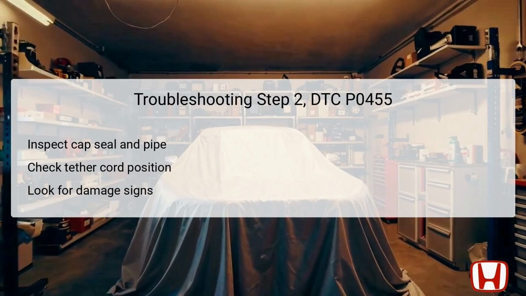In the second step of troubleshooting, inspect the fuel fill cap seal and the mating surface of the fuel fill pipe. This includes checking for any visible damage, such as cracks or wear in the seal that could allow vapor escape. Pay close attention to the tether cord. It should not be caught or pinched under the cap, as this can significantly affect the sealing function of the cap. If any of these components are found to be faulty or damaged, they will need to be replaced to ensure a tight seal during operation.